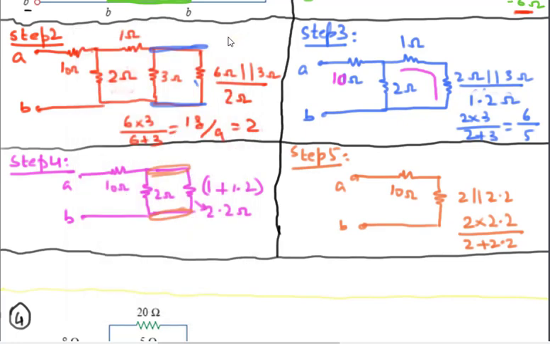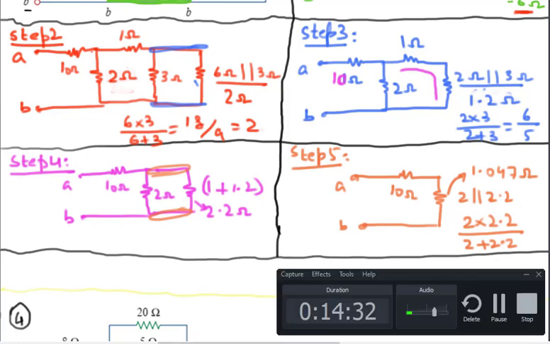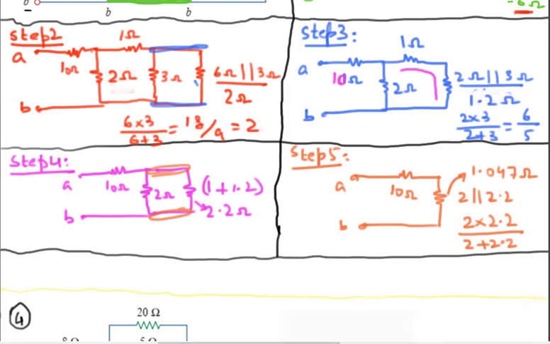Okay, so this resistance comes out to be 1.047 ohms. And finally, in the very last stage, you can see that this 10 is in series with 1.047, and I am not going to take another step.